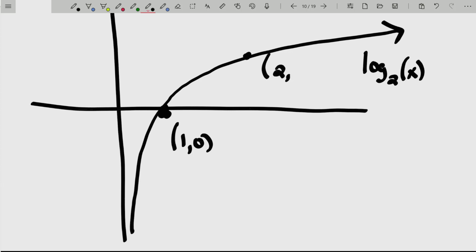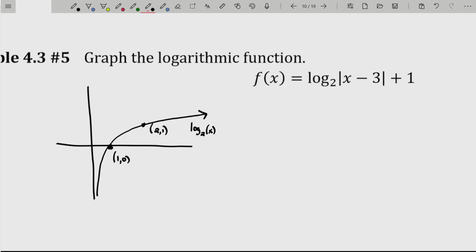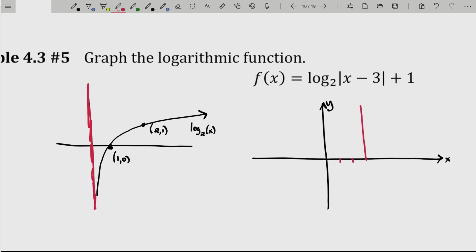I had to think for a second. My scale is not perfect, but whatever. All right, now what I'm going to do is just shift things right 3 units, which means I have to keep track of this vertical asymptote that every logarithm has. I'm going to shift everything right 3 units and then up 1. So here's my x and y axis. I will move the vertical asymptote over 1, 2, 3 units. So that's x equals 3.